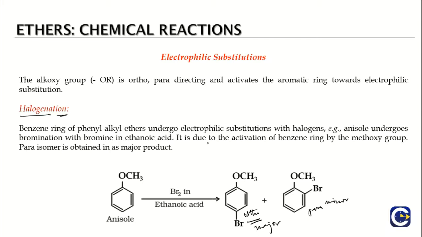Okay, so it's due to the activation of benzene by the methoxy group, para isomer is obtained as the major product. Okay, so this is the bromination reaction. This particular reaction is bromination. We can also do chlorination, if we add Cl2 into this, but this is the most prominent reaction that we show, bromination. So this is an example of halogenation reaction. This particular example is bromination reaction.